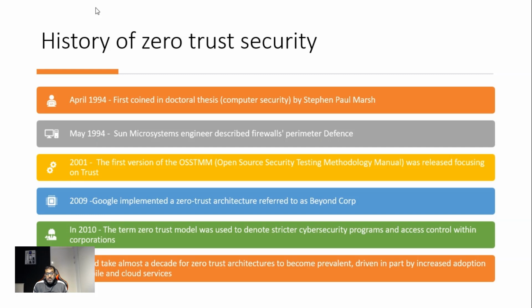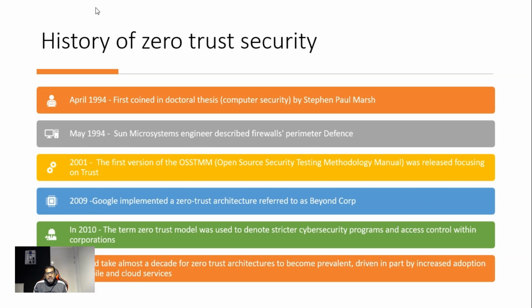That's when people started talking about the firewall's perimeter and everything. And in 2001, the first version of the open source security testing methodology was released, focusing on trust. So, how are we going to trust the network? And in 2009, Google implemented the zero trust architecture, which is referred to as BeyondCorp. If you want to take a look at more about it, then Google it. There are a lot of articles which will help you in understanding. I don't want to bring that into this, because we're talking overall about the fundamentals of zero trust security.